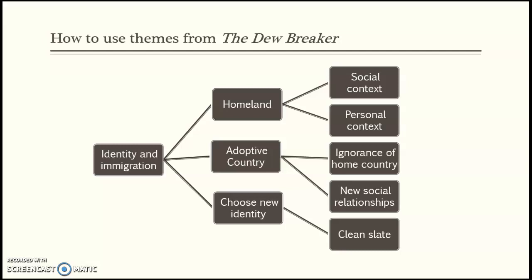And you also see that there's an order to these, right? In this case, it's a chronological order. A person's life starts out in the homeland. They immigrate from the homeland to an adoptive country, which becomes their new home. After they move to that country, in many ways, they're able to choose a new identity from the one that they had in their place of birth.